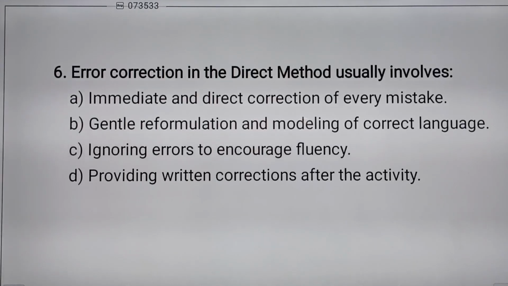Next, error correction in the direct method usually involves A. Immediate and direct correction of every mistake. B. Gentle reformulation and modeling of correct language. C. Ignoring errors to encourage fluency. D. Providing written corrections after the activity. The right answer is B. Gentle reformulation and modeling of correct language.